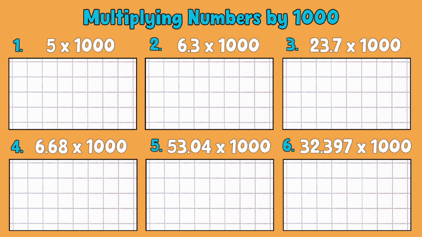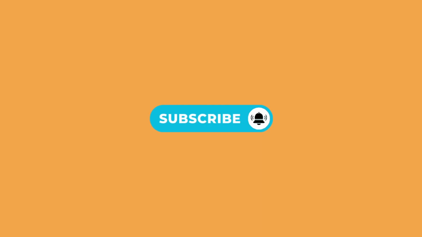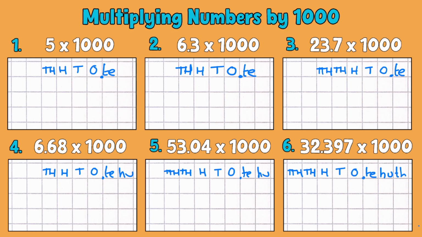Okay, let's get straight into it. First off for us, I've written out some place value grids before we start on our examples. Now, our first one is 5 times 1,000. So I'm going to write my 5 into my place value grid. There we go. And 5 is the same as 5 and no tenths, so 5.0. And what we're trying to do is make this 1,000 times bigger.